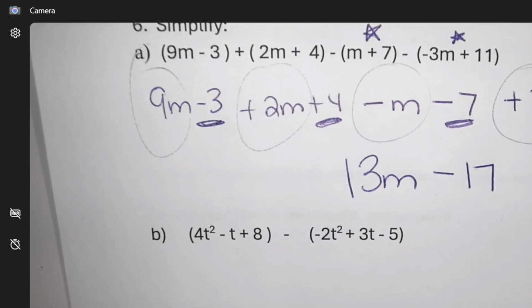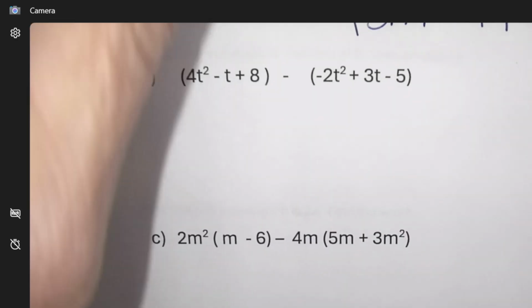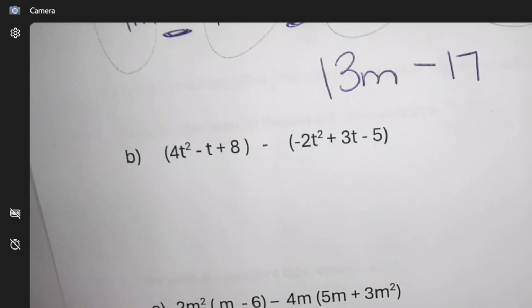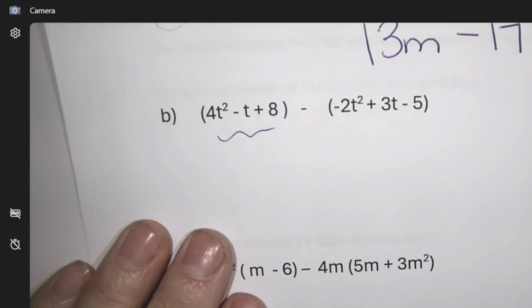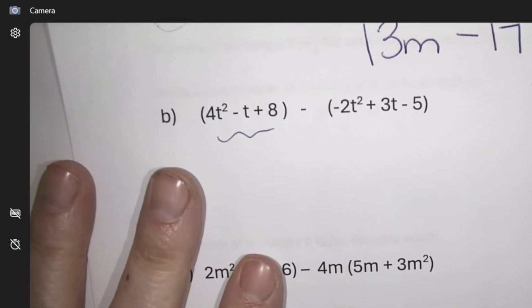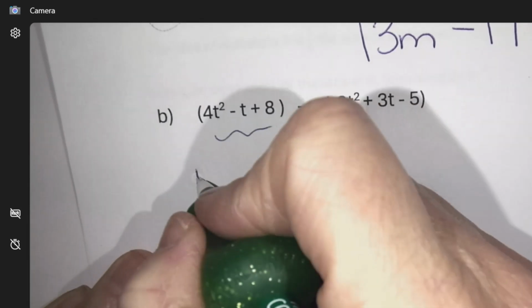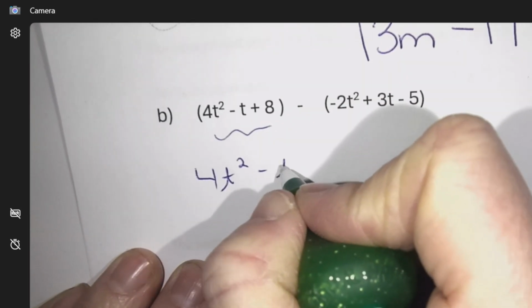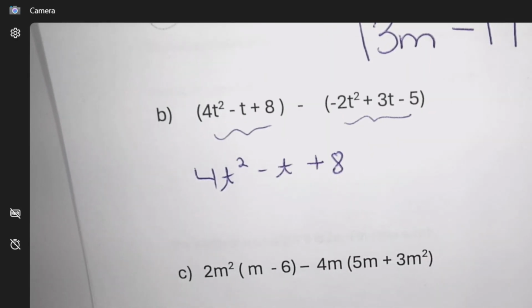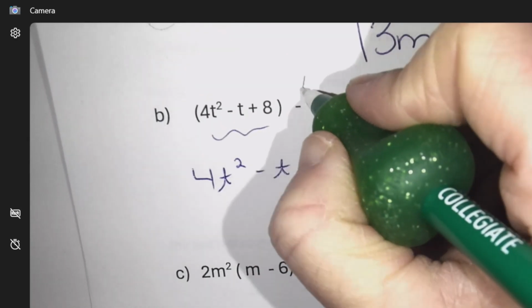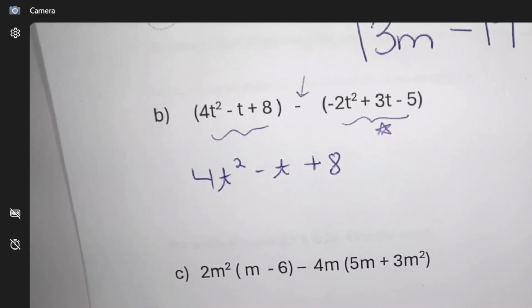Okay. Question B. Wait, what was the answer? Question B. Ready? First bracket. Do you want me to copy it or change it? Copy it. Copy it down. And don't change the next bracket. This bracket is a change because of the negative in front of this bracket.